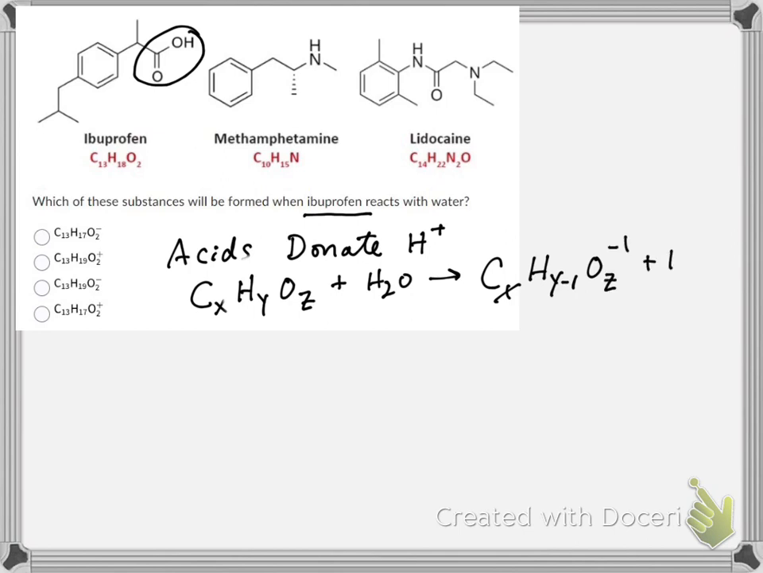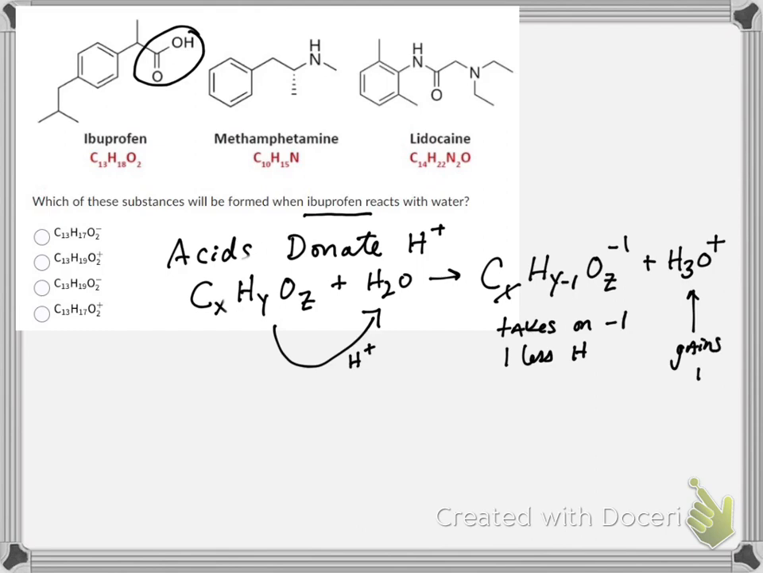And all acids do this. They all donate an H plus and change charge. And they produce H3O plus in water if reacting with water. Okay, so the general idea is that the molecule, the acid, reacts with water, donating an H plus, takes on a negative 1 charge, there's 1 less hydrogen, and the water gains it and turns into hydronium.